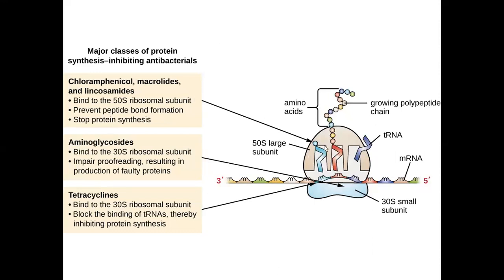Look at this slide. So this is a large subunit, and these are antibiotics which disrupt the process of protein synthesis. They just stop the protein synthesis by blocking the large subunit. Aminoglycosides bind to the 30S ribosomal subunit, the small subunit, and also impair proofreading, resulting in production of faulty proteins. And tetracyclines also bind to the small subunit and block the binding of tRNAs, thereby inhibiting the protein synthesis.